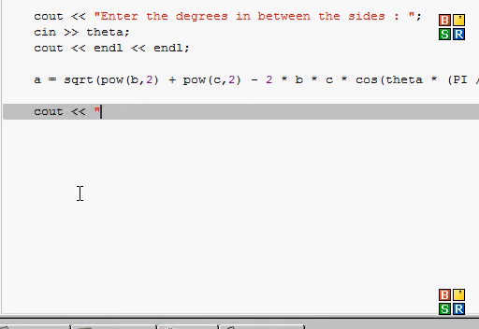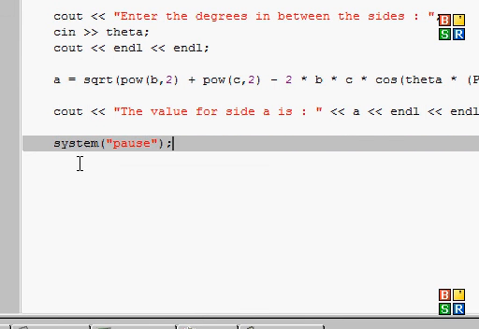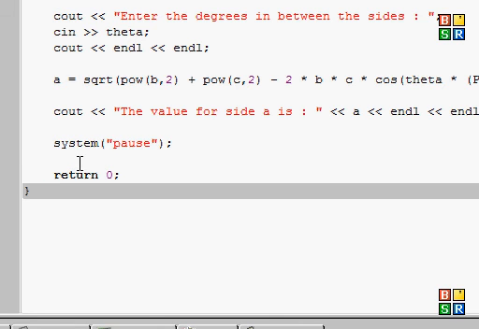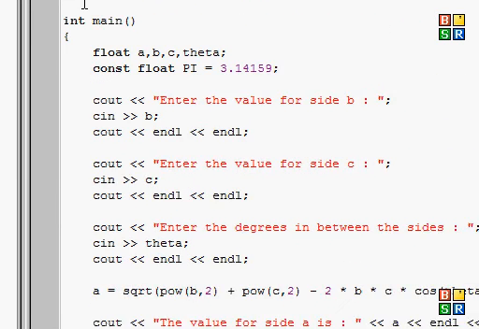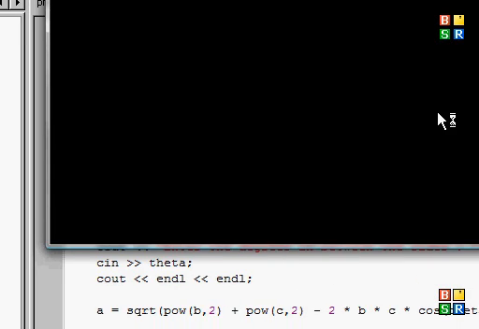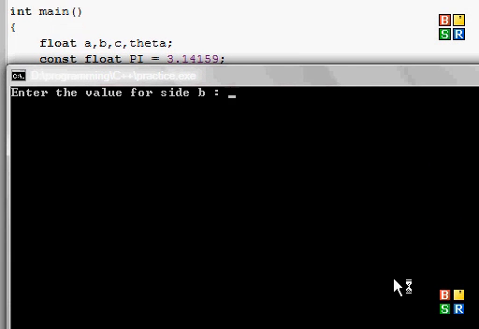Let's just output it. The value for side A is, I don't know what it is. We will find out when we run the program. And do a system pause, return 0, and then that little ending curly bracket. Run it, see what's going on. No errors, sweet.